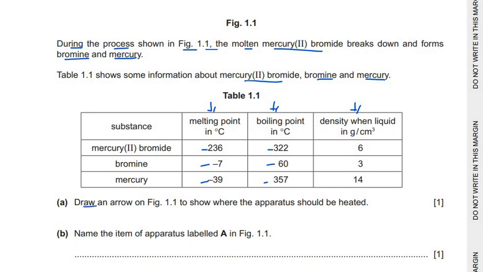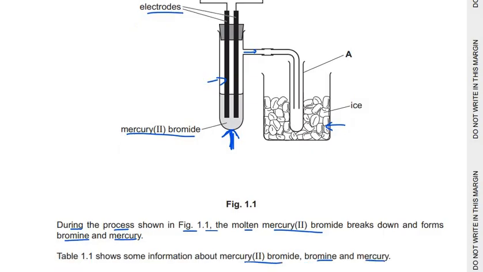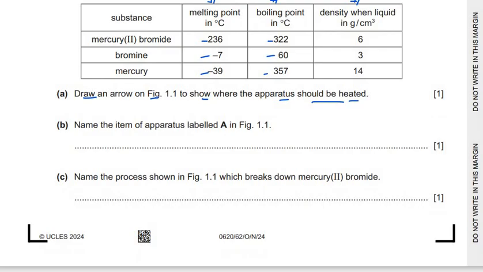Now draw an arrow on figure 1.1 to show where the apparatus should be heated. So let's see where the apparatus has to be heated. Yes, the apparatus has to be heated here, and you need to draw an arrow here to show that the heating has to be done at the mercury bromide portion of the boiling tube. So here we draw an arrow, it's done.